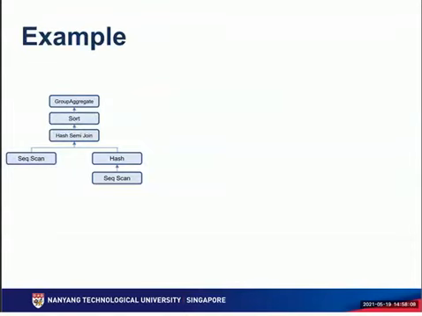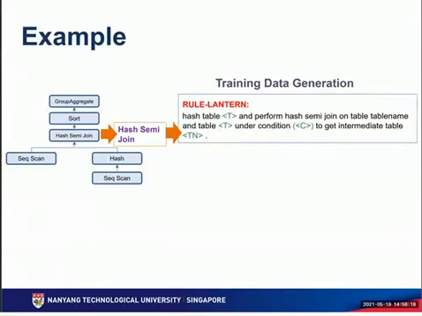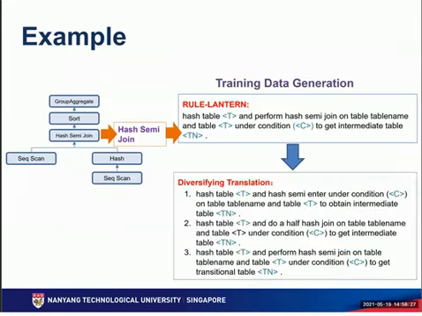Reconsider the physical operator tree. Consider the act consisting of hash semi-join and hash operators. Rule Lantern is invoked to generate the corresponding natural language template. Then this is passed to the 3 synonymous sentence generation frameworks to diversify the text.